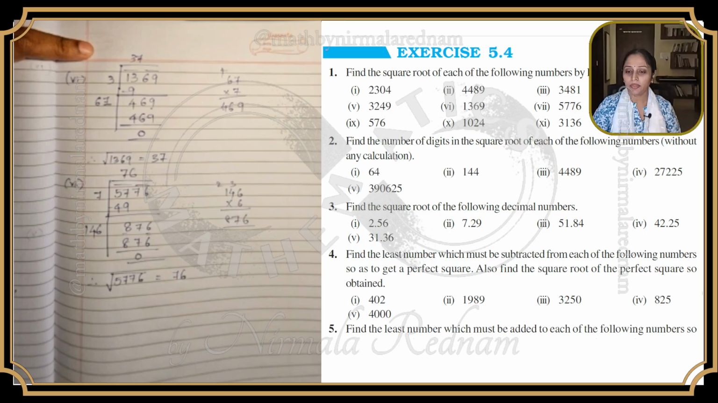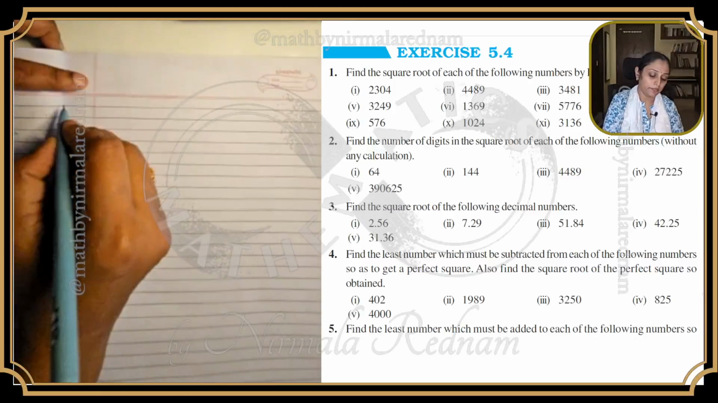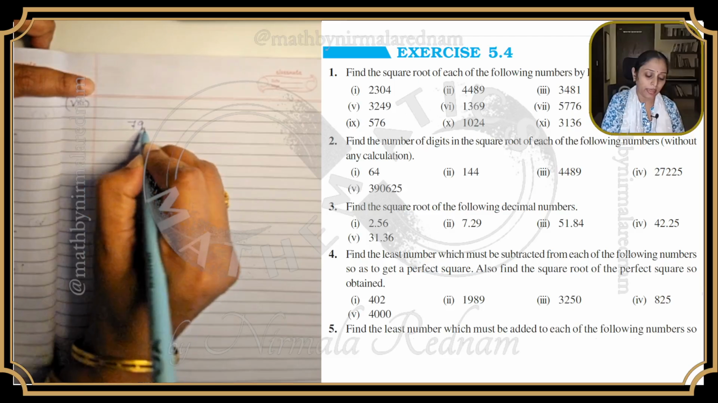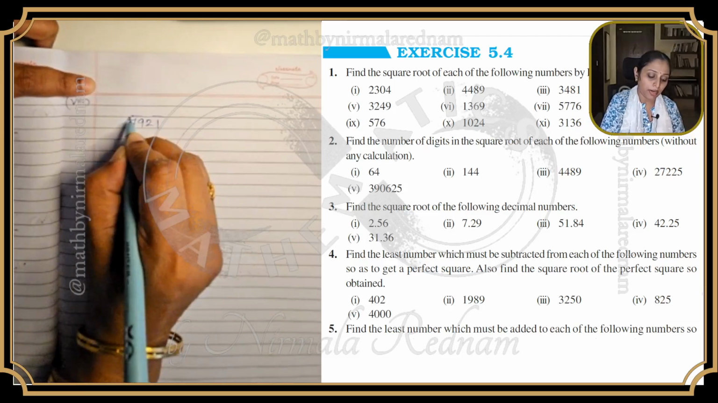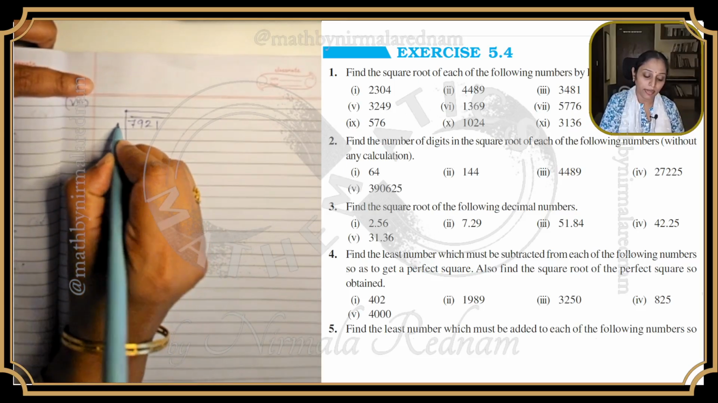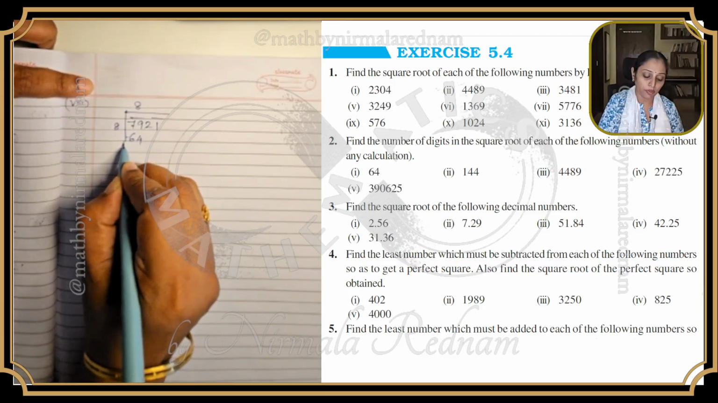7921. Okay, so I'm going to write it down here. 7921. Put the bars. 79 is closest to 8 square, right? Which is 64. Correct? Because 9 square will be too big.